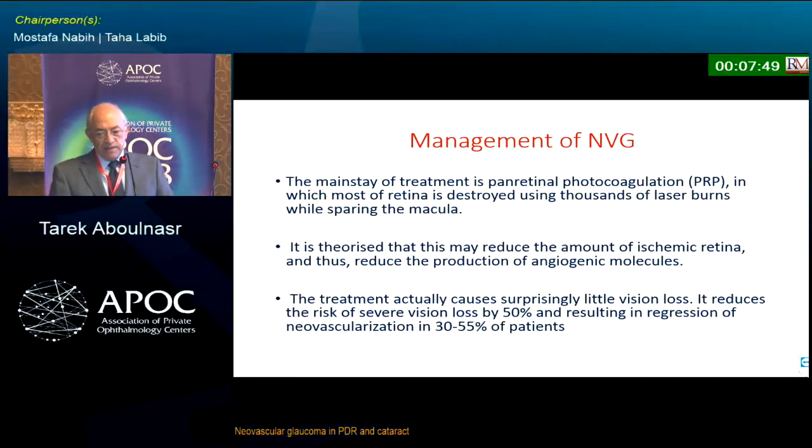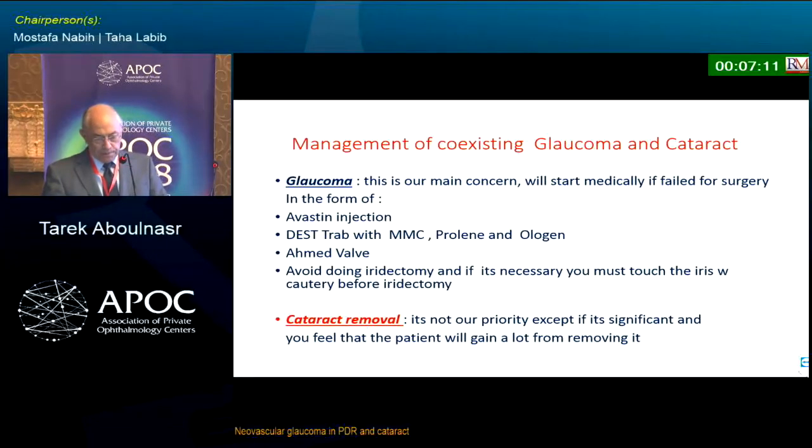The mainstay of treatment is pan-retinal photocoagulation, in which most of the retina is destroyed using thousands of laser burns while sparing, of course, the macula. It is theorized that this may reduce the amount of ischemic retina, and thus will reduce the production of the angiogenic molecule causing the neovascular glaucoma. The treatment actually causes surprisingly little vision loss. It reduces the risk of severe vision loss for about 50% and results in regression of the new vessels in 30 to 55% of the patients.